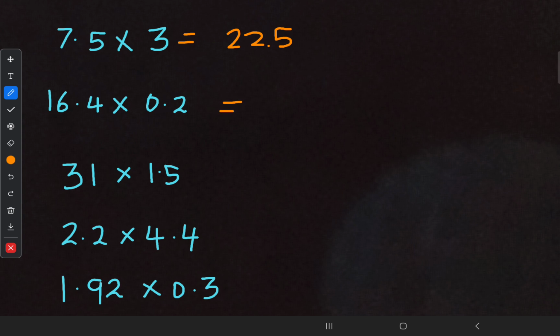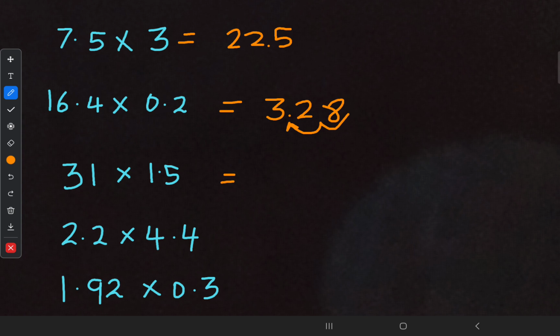Then 164 times 2, that is 328. And here one digit after the decimal point, here also one digit, totally two digits. So from its last you have to place your decimal two digits before. 3.28.